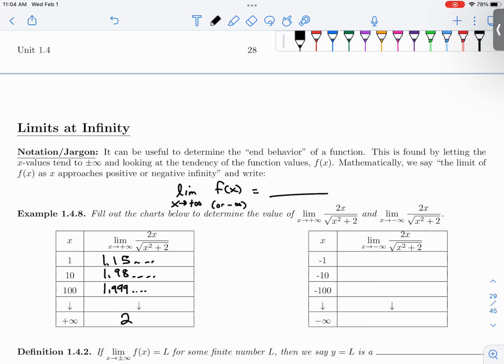So as x approaches positive infinity, we would reasonably assume, since it kept getting closer and closer to 1.999, it'll be 2. Now, on the other hand, if you plug in -1, you will end up getting -1.15, then -1.98, and then -1.999. So as you approach negative infinity, it will approach -2.